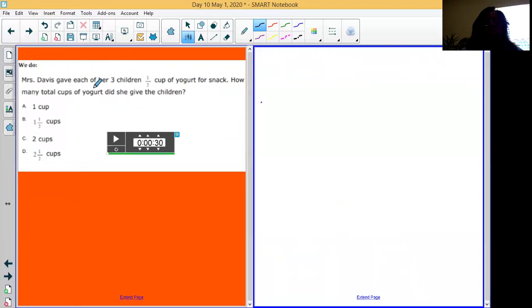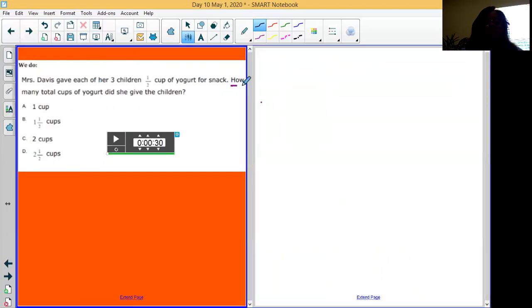Okay, so you should have underlined how many total cups of yogurt did she give the children. All right, so let's box in total because remember we've been saying total can either mean add or multiply. Let's see what's given. I know Mrs. Davis had 3 children and she gave each child 1/2 cup. I'll pause for a minute, let you catch up, and you also set your problem up. Write your equation on how we're going to solve it.